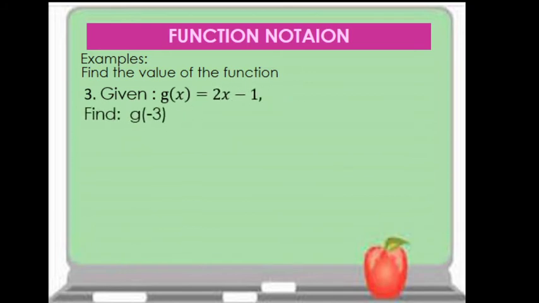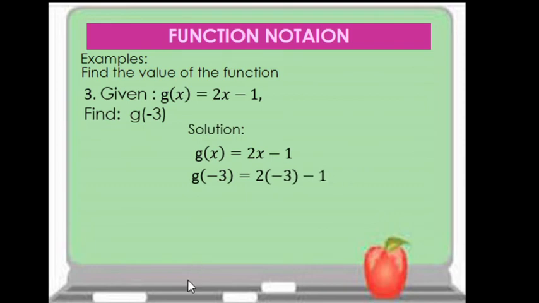Next, we have g of x is equal to 2x minus 1. So, we're going to find g of negative 3. So, g of x is equal to 2x minus 1. So, ang value ng x natin is negative 3. So, substitute dun sa variable x. So, we have g of negative 3 is equal to 2 times negative 3 minus 1. So, 2 times negative 3 is negative 6 minus 1.